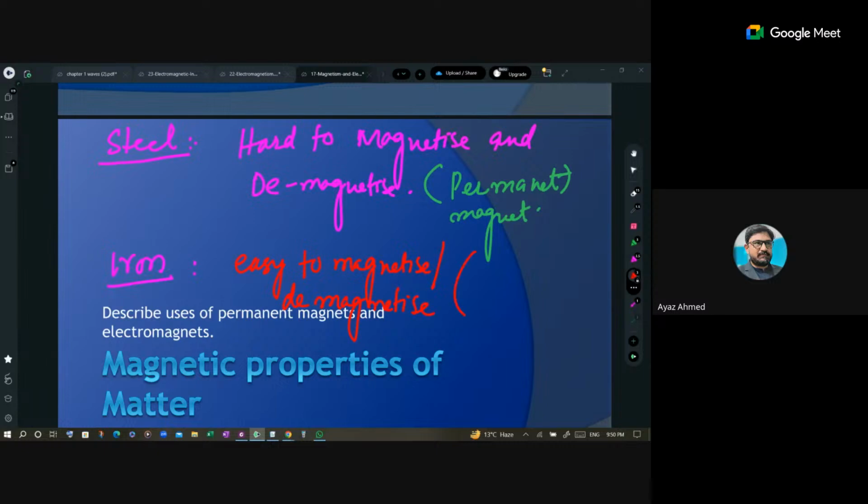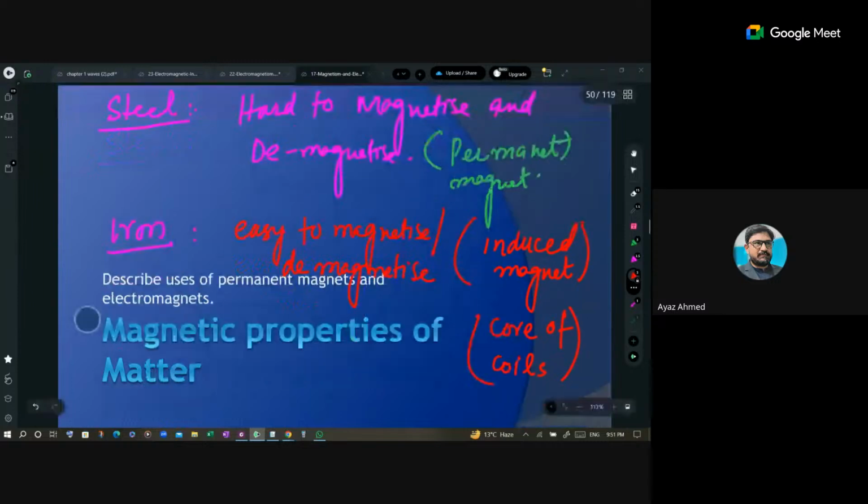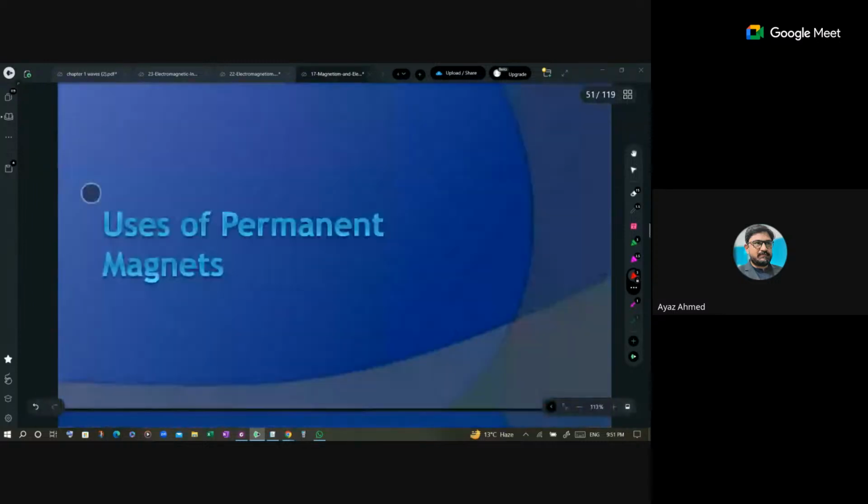That's why it is used as induced magnets, and induced magnets are like cores of coils. I will explain what it means, core of coils. So you have to keep this slide with you. I will share these notes with you as well.